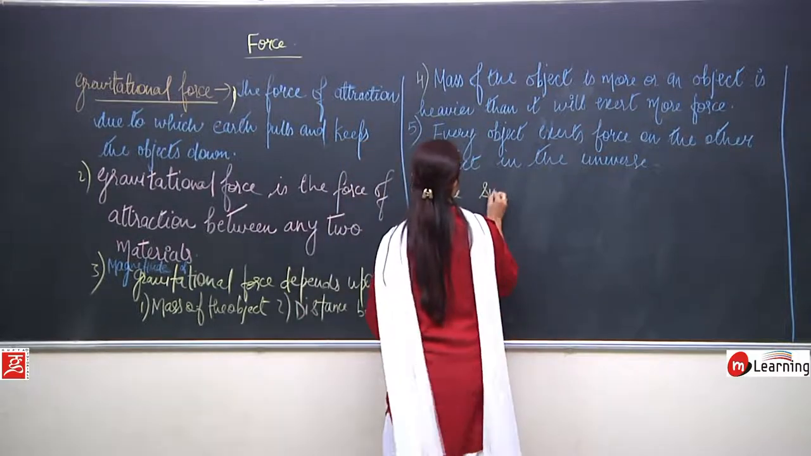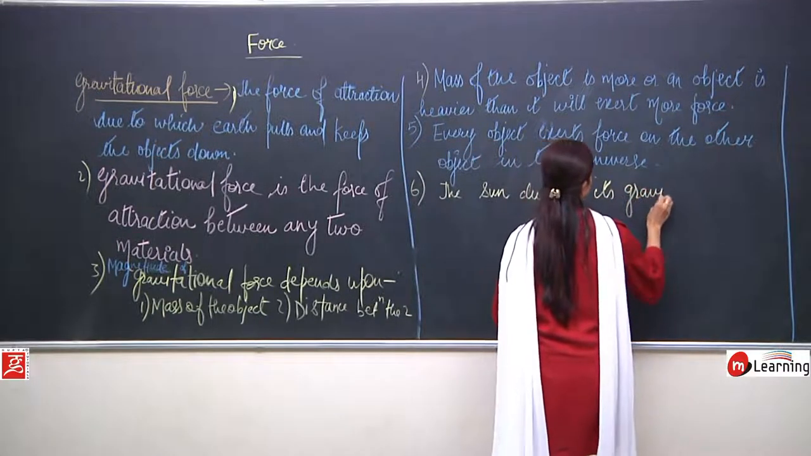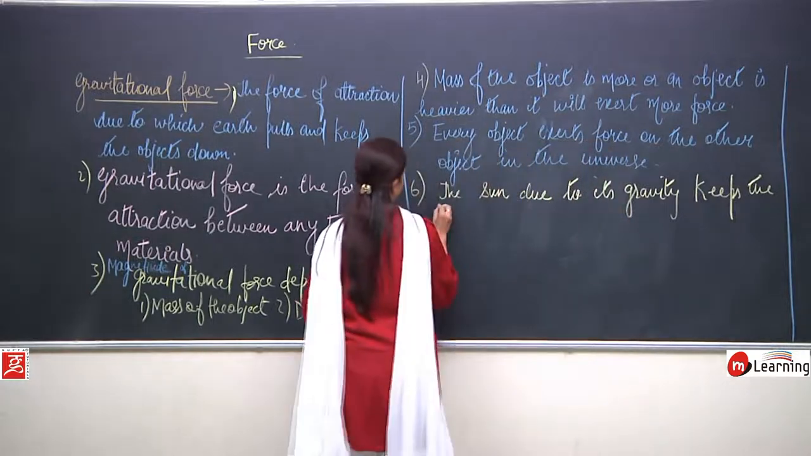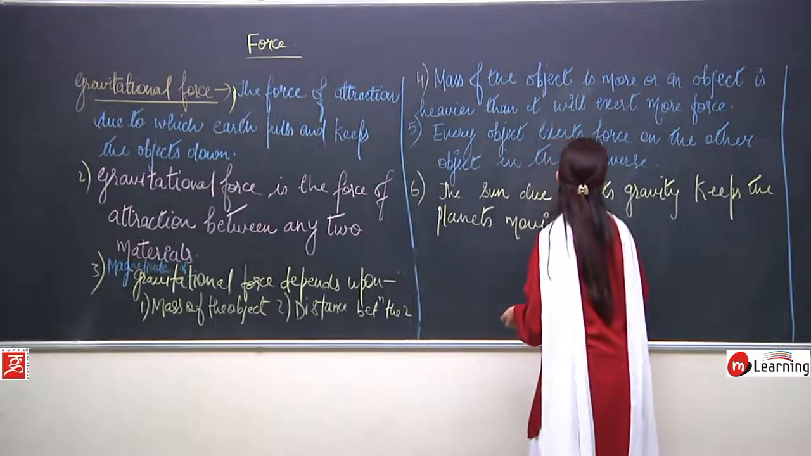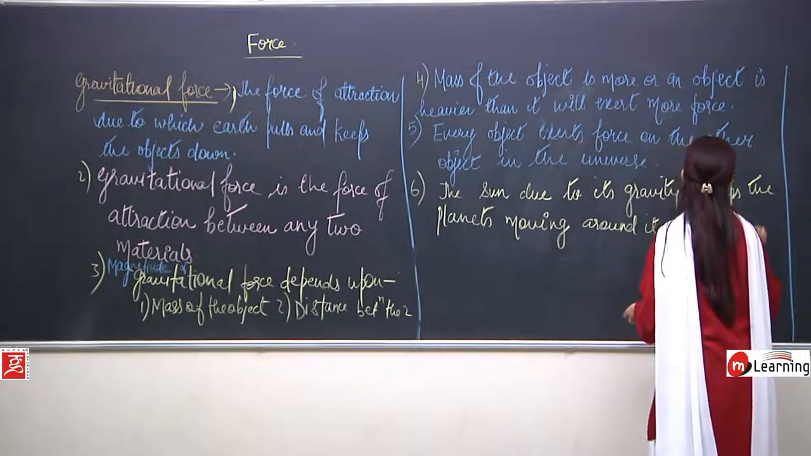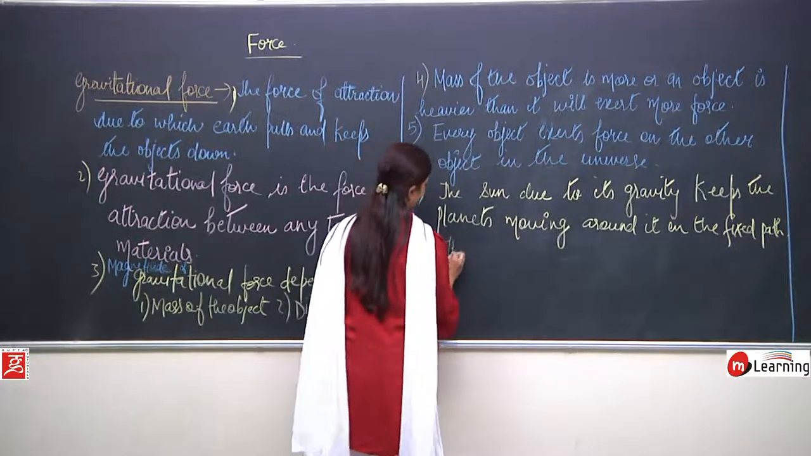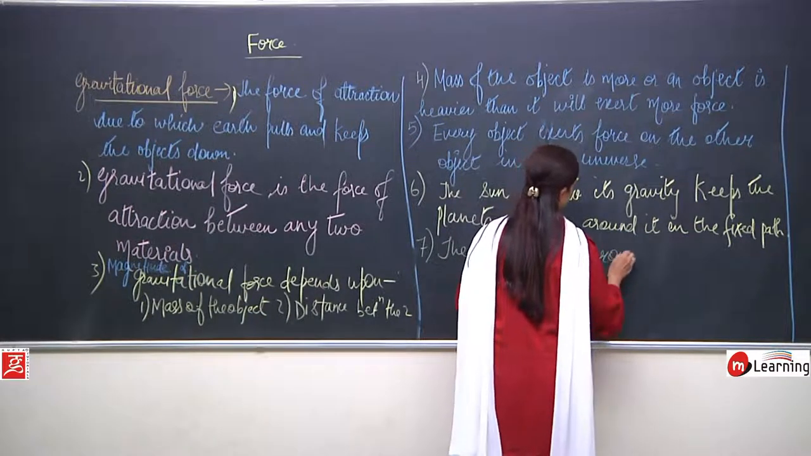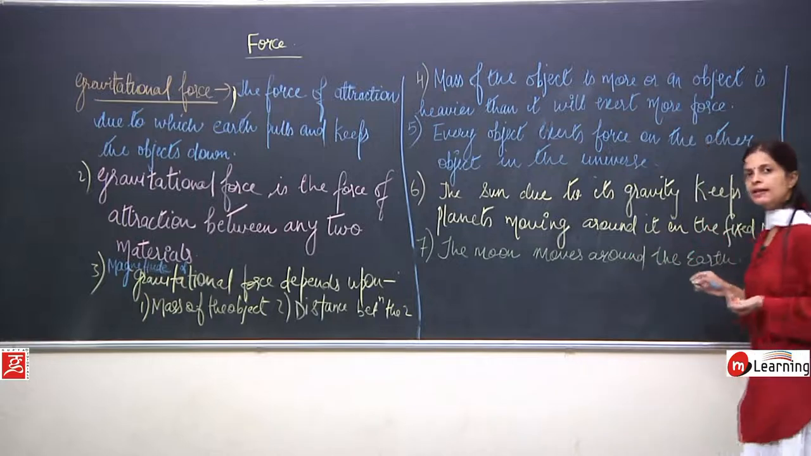We'll talk about a few examples over here. The sun, due to its gravity, keeps the planets moving around it in a fixed path. And the moon moves around the earth. Due to what again? Earth's gravitational force.